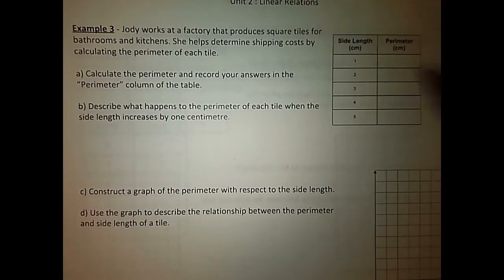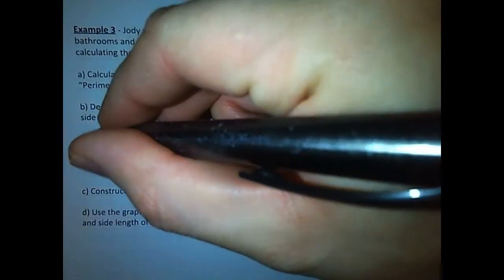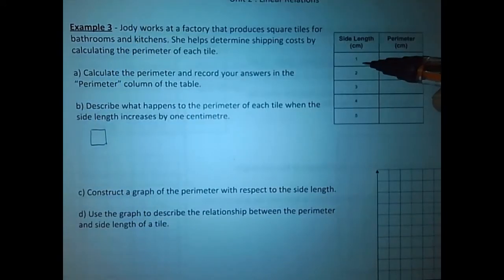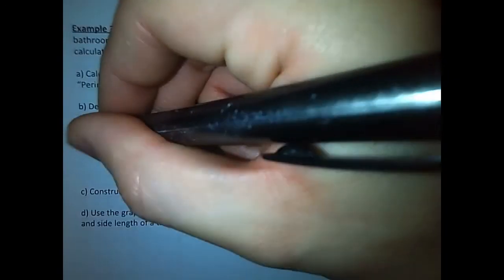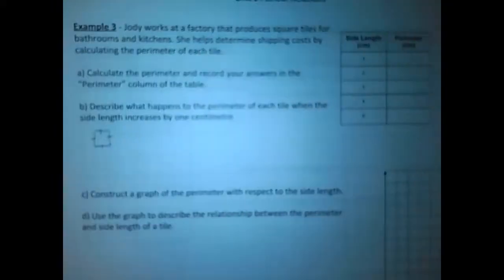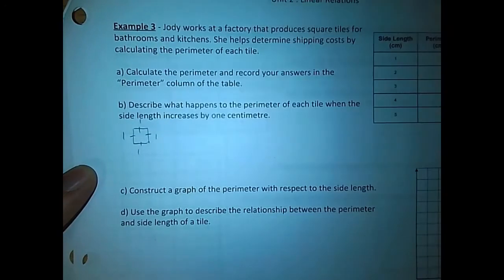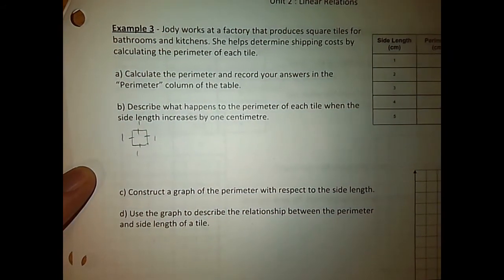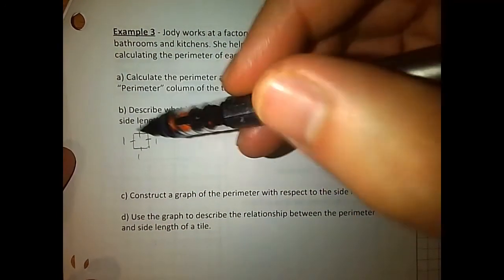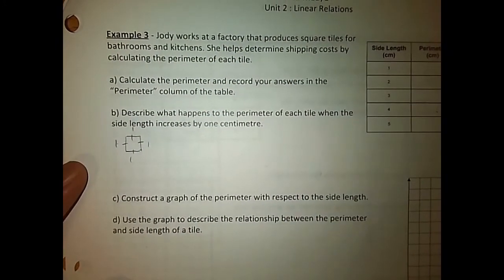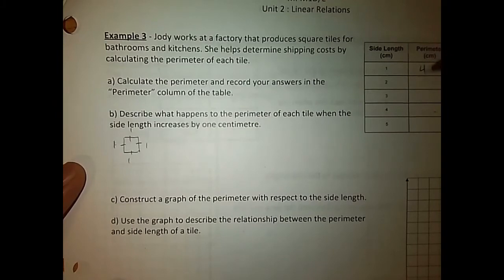So what this means is if I have a tile here, and we're saying the length and width is going to be 1 centimeter. Remember, these are square tiles, so all the side lengths are the same. So this is going to be 1, 1, 1, and 1. To find the perimeter of anything, we just have to add all the lines on the outside. So 1 plus 1 plus 1 plus 1 is going to give me 4.